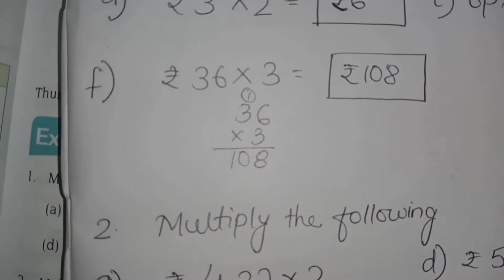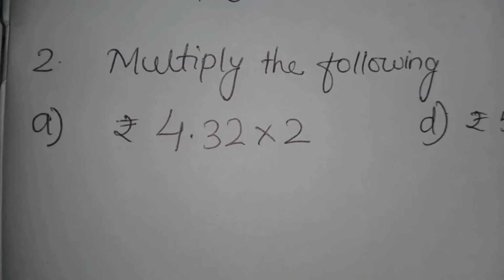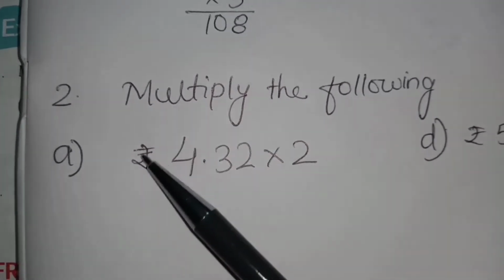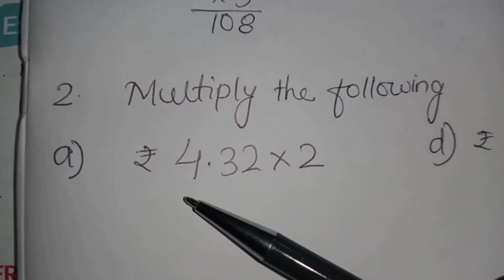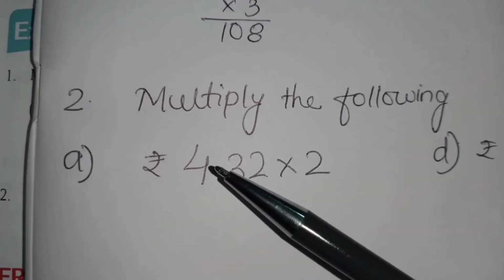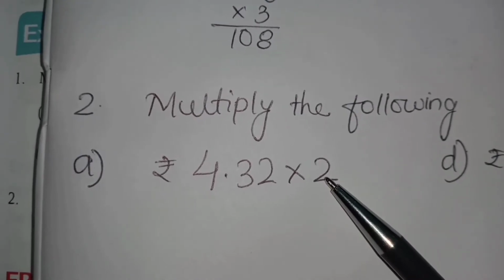Now question number 2. See here, it is multiply the following. 4 questions are there. I'll do 2 questions. In my previous chapter, I've already taught you how to write in words, how to write the rupees one and the paise one in words. So here now we are going to multiply this rupees amount by a number.